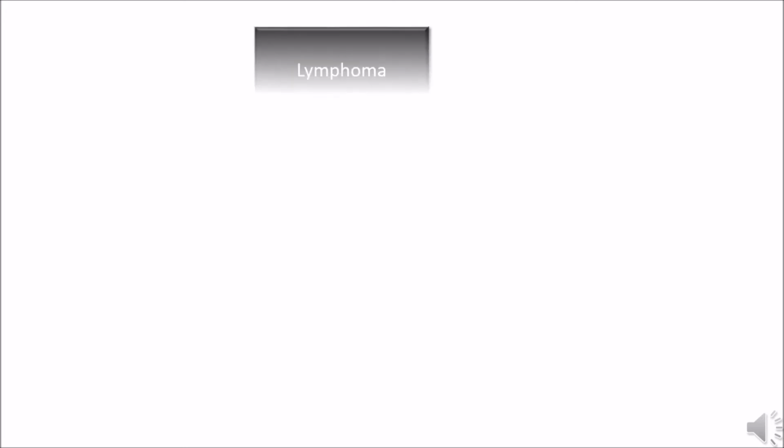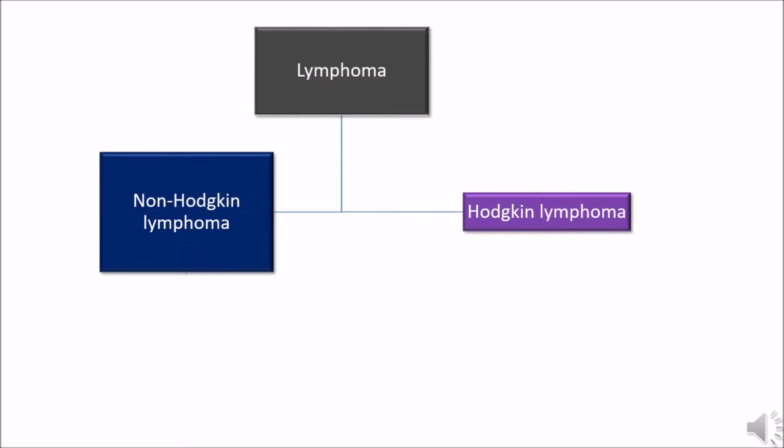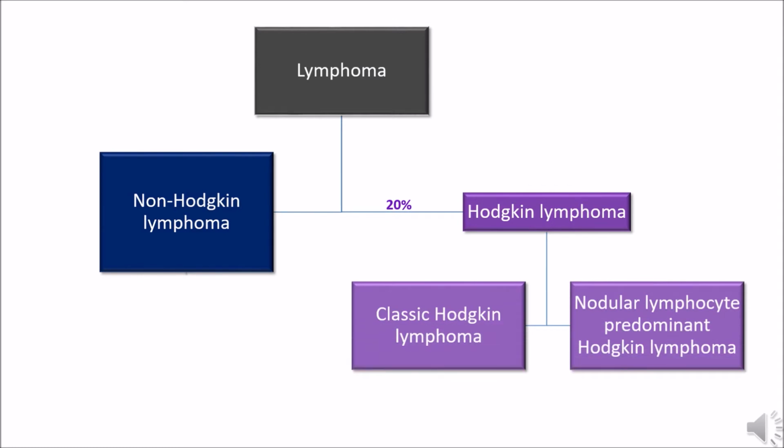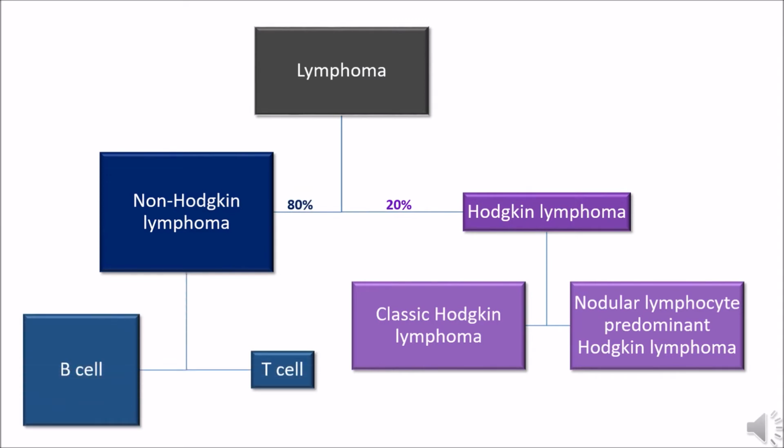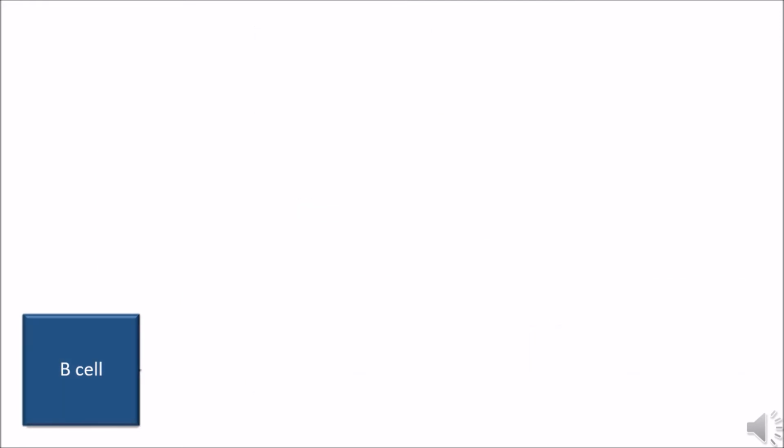Lymphomas have historically been divided into Hodgkin and non-Hodgkin lymphomas. Hodgkin lymphomas account for approximately 20% of all lymphomas. Non-Hodgkin lymphomas account for the remaining 80%. These non-Hodgkin lymphomas are further divided into B-cell and T-cell neoplasms, with B-cell neoplasms being more common at approximately 85% and T-cell the remaining 15%. We'll first discuss B-cell neoplasms in the non-Hodgkin lymphoma category.